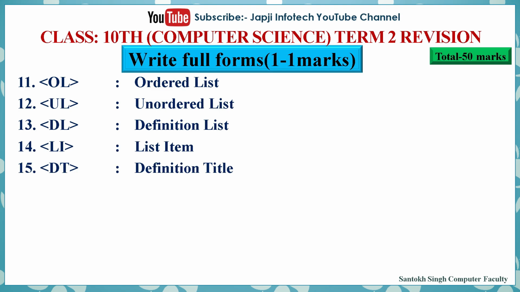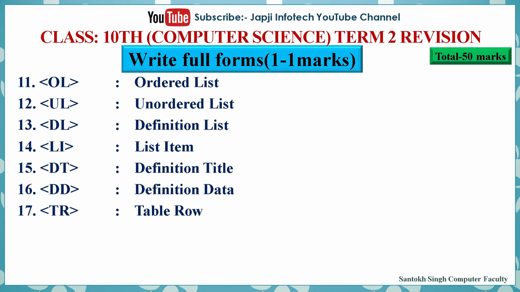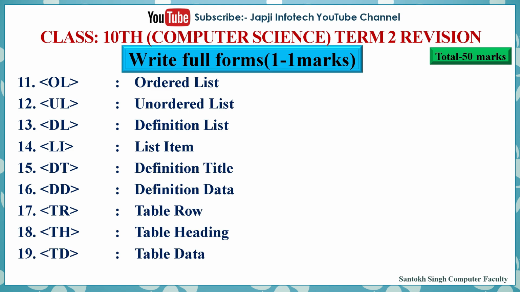DT tag stands for definition title, 16th one is DD tag. DD tag stands for definition data, 17 is TR tag. TR tag stands for table row, 18 one is TH tag. TH tag stands for table heading, 19 one is TD tag. TD tag stands for table data, 20th one is URL.